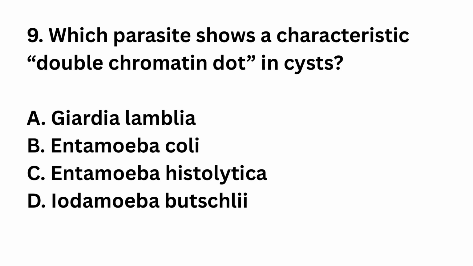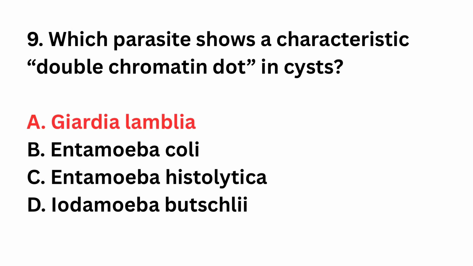Question number 9. Which parasite shows a characteristic double chromatin dot in cyst? Giardia lamblia, Entamoeba coli, Entamoeba histolytica, Iodamoeba buetschlii. The right answer is option A, Giardia lamblia. Giardia cysts have multiple nuclei with central karyosomes.